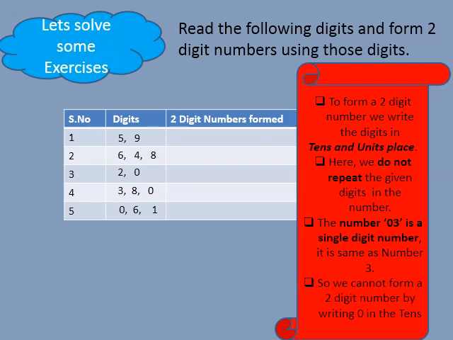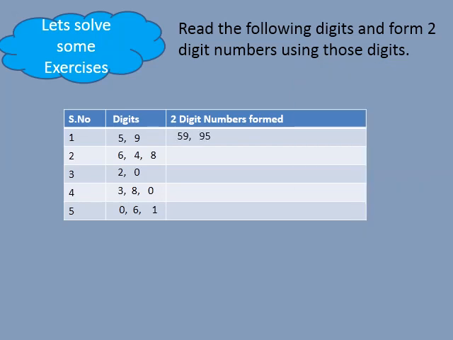So children, let's start. Our first digits given to us are 5 and 9. So 5 in the tens place, 9 in the units place, we get 59, and 9 in the tens place and 5 in the units place, we get 95. So here only two numbers are formed.